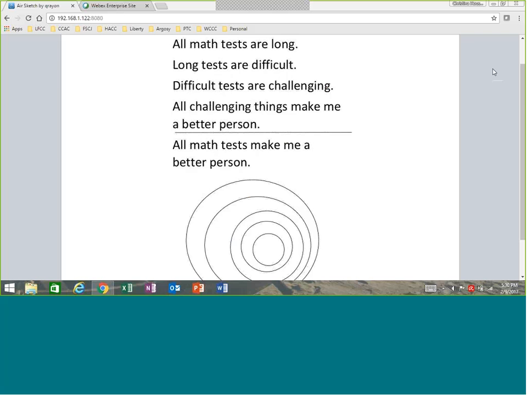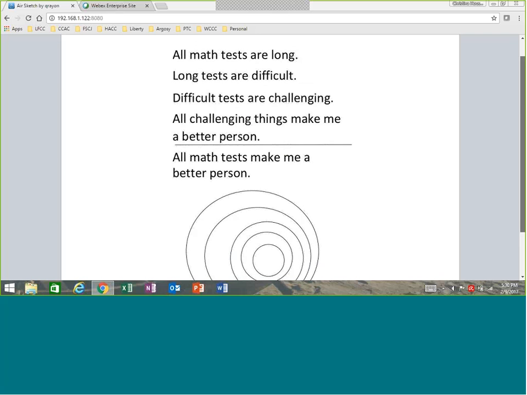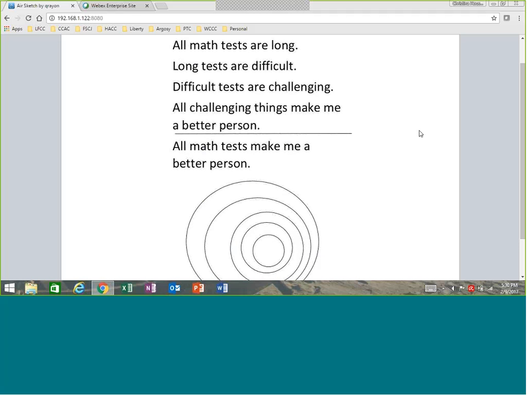Okay, so let's take a look at this example. All math tests are long. Long tests are difficult. Difficult tests are challenging. All challenging things make me a better person. So just like before, I'm going to ignore the conclusion while we are drawing the Euler diagram. We don't even want to pay attention to that, because that is not going to be drawn in the diagram. Only the premise statements are drawn in the diagram.